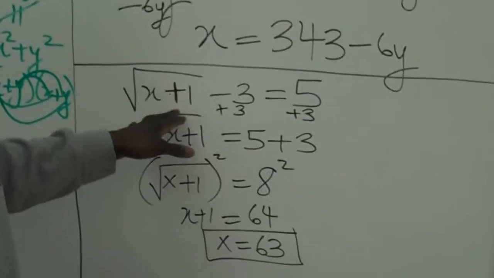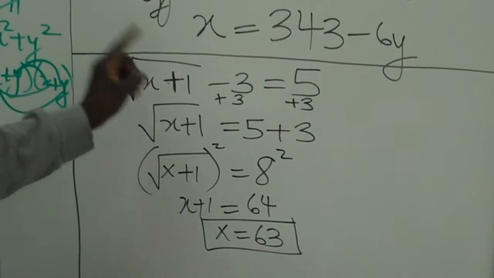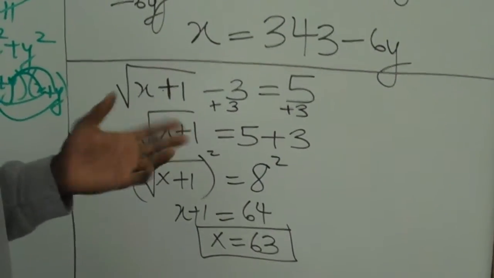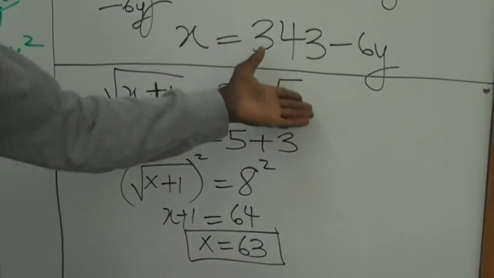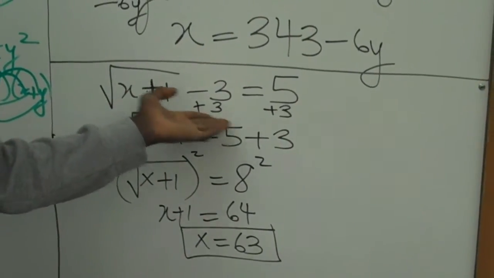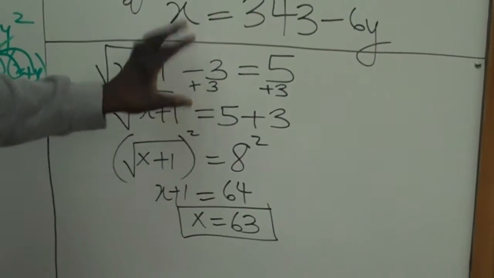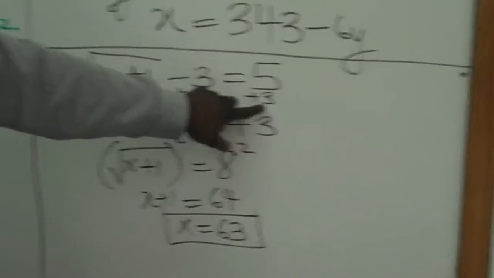The next question gives us the square root of x plus 1, minus 3, is equal to 5. We're also solving for x. The first thing we do is we move everything that is not in the square root to the other side. Since we have that, we're going to move the minus 3 to the other side by adding 3 to both sides. So we add plus 3 to this side and plus 3, and that becomes 0. We don't have a constant on the left side now, but we have 8 on the right side.